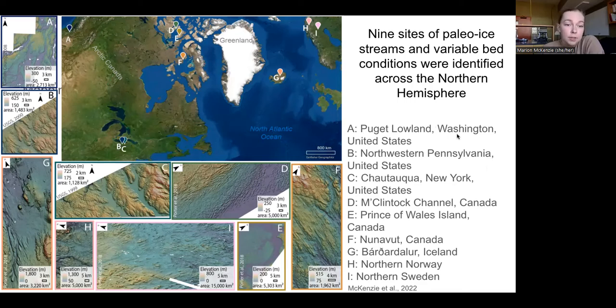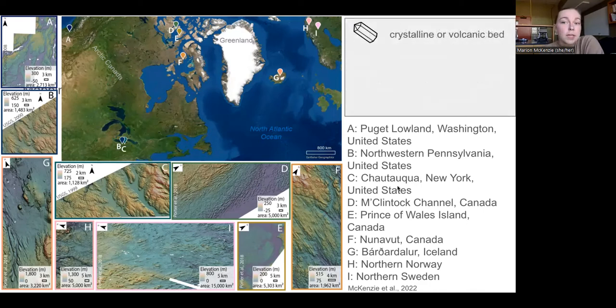All of these sites have different styles of ice streaming, as we can start to see in these LiDAR images, where these bumps are our streamlined bed forms, and they range in their size and shape. And so we'll explore in a bit what these differences are quantitatively. First, I'll break down the different sites and what their lithologic and topographic conditions are. So my crystalline and volcanic bedrock sites are Nunavut, Bartholomew, northern Norway, and northern Sweden.